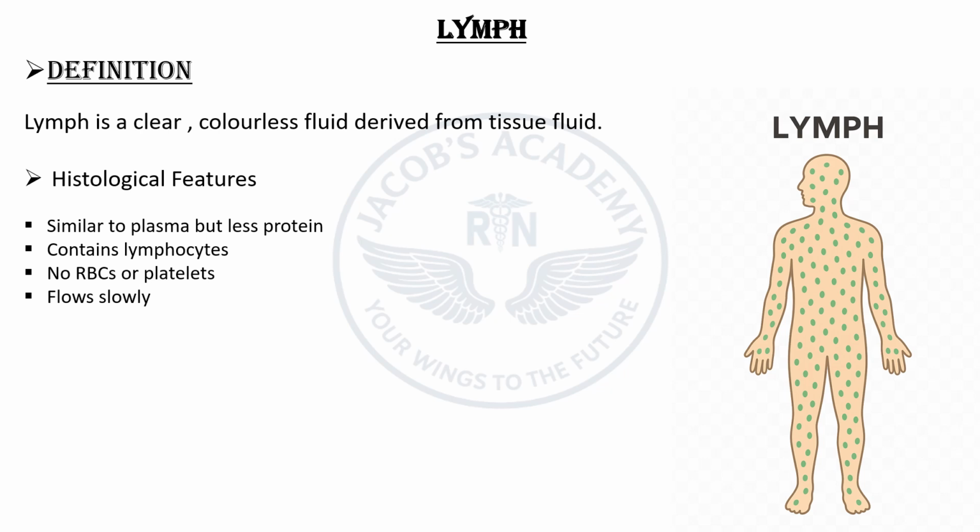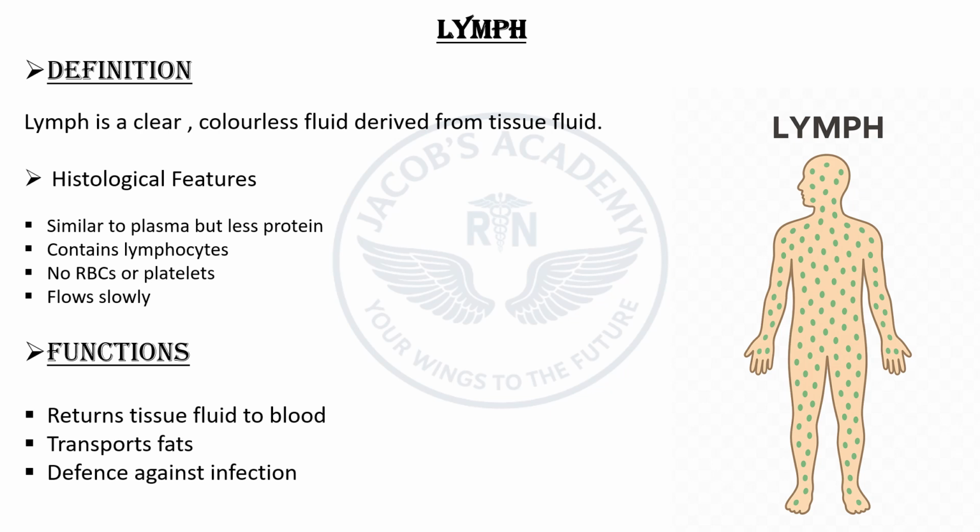So coming to histological features, the first one is similar to plasma but less protein, which means lymph is similar to plasma but it contains less protein. The second point is contains lymphocytes, which means it mainly contains lymphocytes, which are important immune cells. The third point is no RBCs or platelets, which means there are no red blood cells or platelets in lymph. The last one is flows slowly, which means lymph flows slowly through lymphatic vessels.